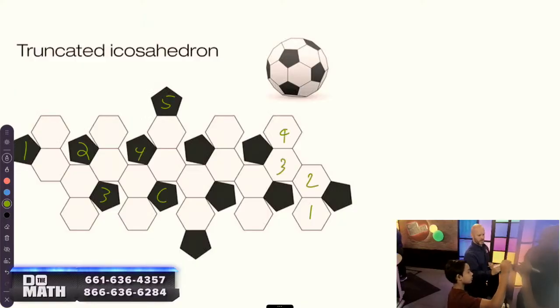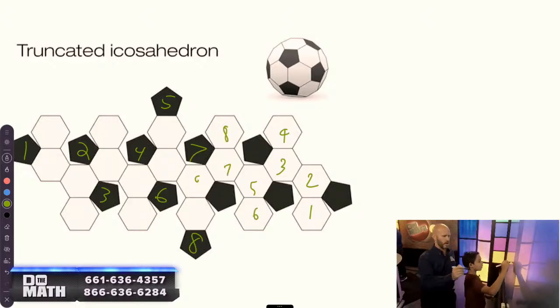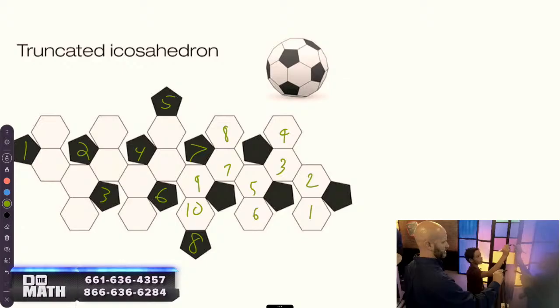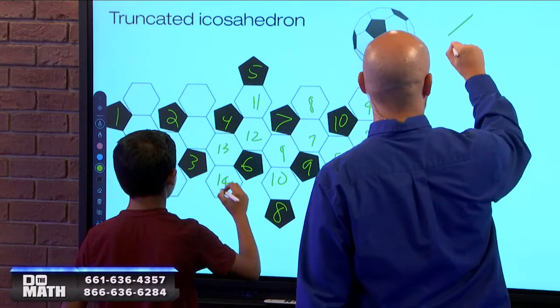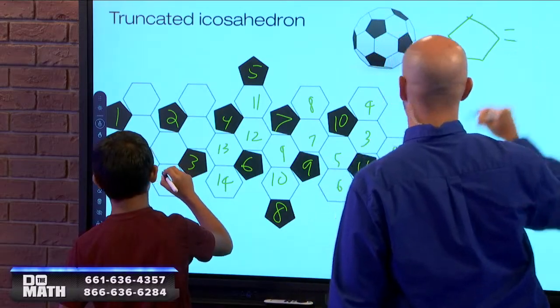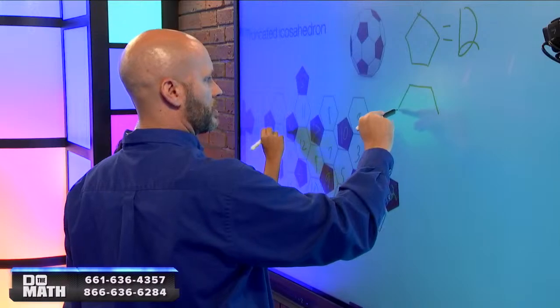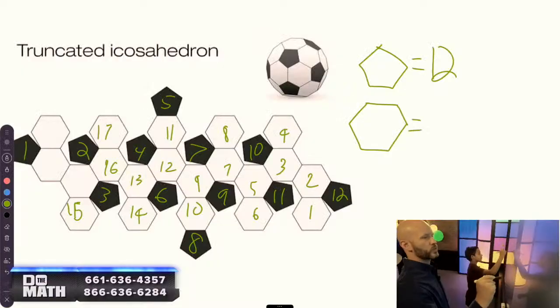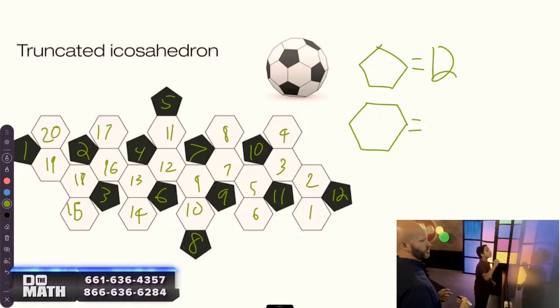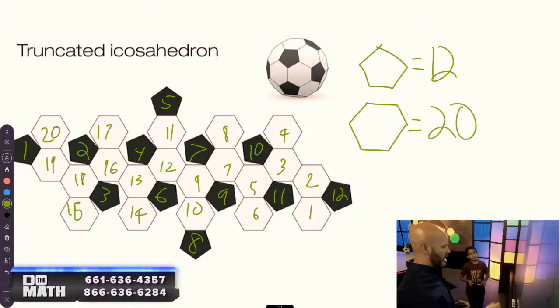I'm at 5. Okay, we may have to do a switch here. Ready? And swap. I was at 9, 10. Okay. So I ended up with 12 pentagons. How many hexagons did you end up with? I got 20. All right, great job, counted them both.